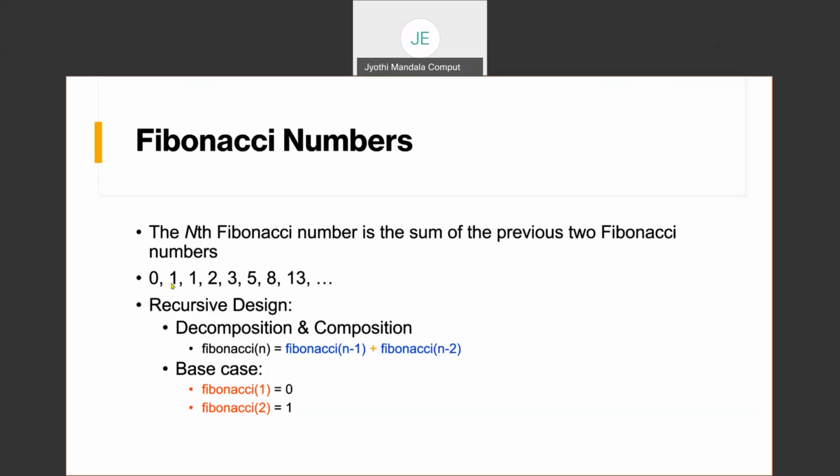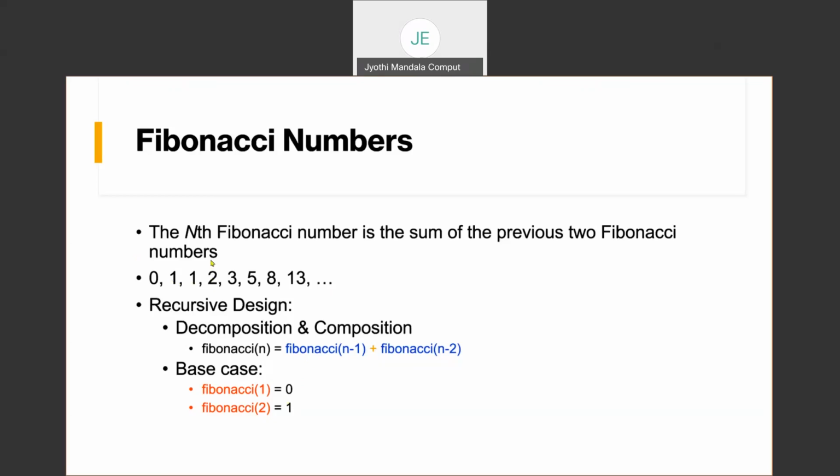In our case of generating the Fibonacci series, our stopping condition is the first value and the second value. That means Fibonacci of 1 is 0, the first value is 0, and Fibonacci of the second value is 1. That is our stopping condition. And what is our decomposition? Our composition is that we are performing the addition.